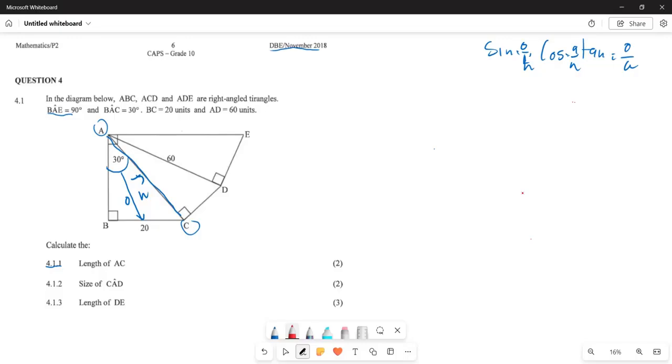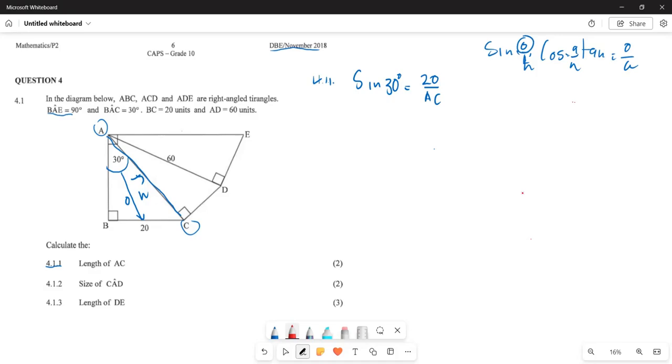So therefore what is it that you're going to do? We are going to say, look, 4.1.1, we are going to use sine. This is going to be sine now of what? Because this is 30 degrees, your angle theta. So sine of 30 degrees is going to be equal to the opposite side, because remember, you must start with the opposite side here. The side that is opposite is 20, over the hypotenuse side, which is the AC side that we are looking for.